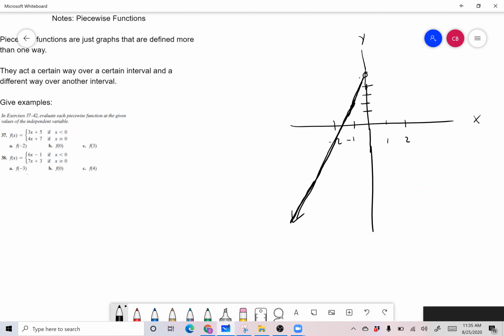Now, it says for the other part, 4x plus 7 for anything greater than that. Well, 4x plus 7 would get graphed here. And it'd go up 1, 2, 3, 4 over 1. It kind of goes steeper. And so you get two different graphs.